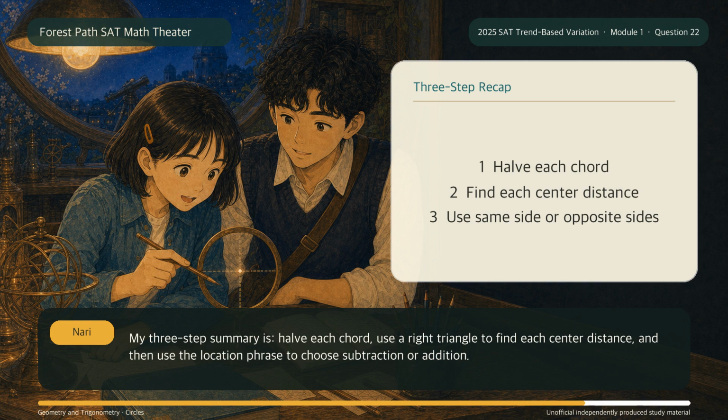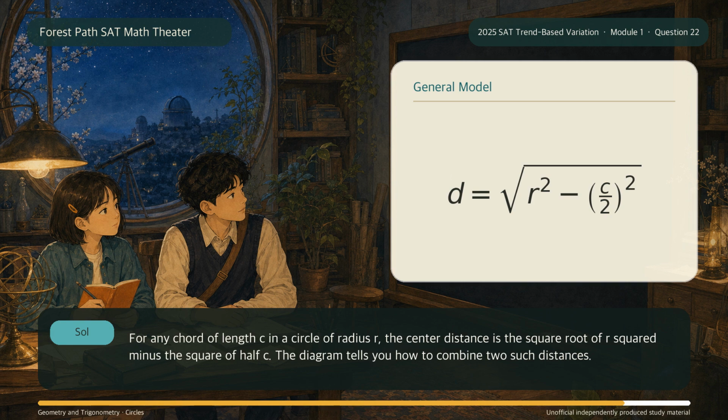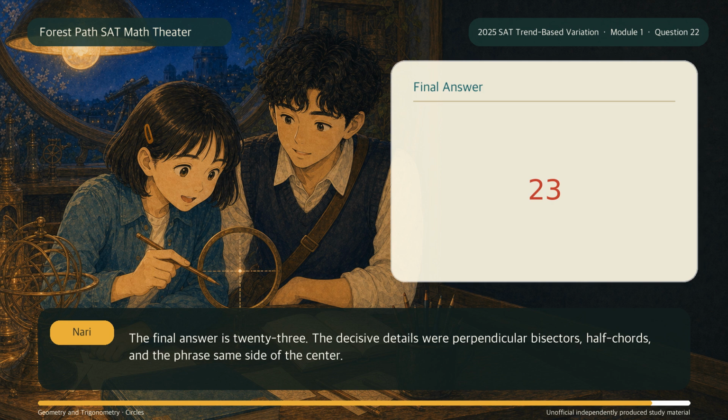My three-step summary is: halve each chord, use a right triangle to find each center distance, and then use the location phrase to choose subtraction or addition. For any chord of length C in a circle of radius r, the center distance is the square root of r squared minus the square of half C. The diagram tells you how to combine two such distances. The final answer is 23. The decisive details were perpendicular bisectors, half chords, and the phrase "same side of the center."